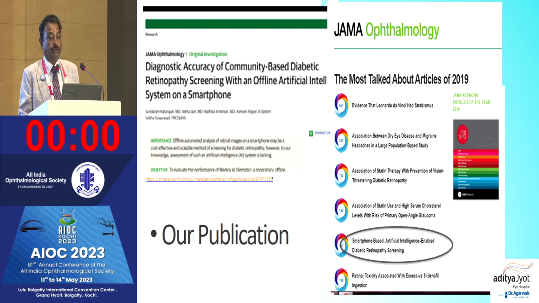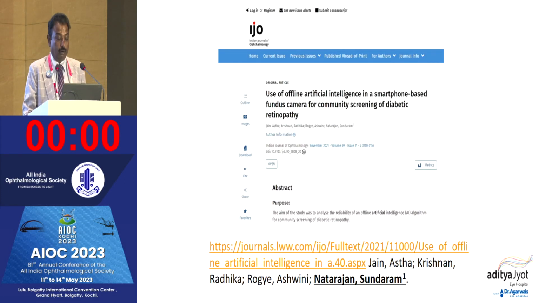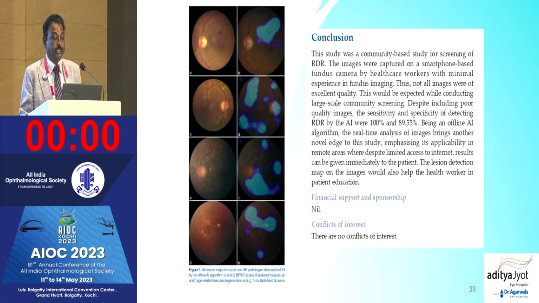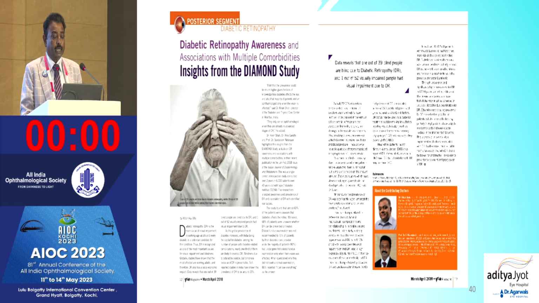the diagnostic accuracy of community-based diabetic retinopathy screening with an offline AI on a smartphone, and that was one of the most talked about articles in 2019, ranking number 5 in a month. We further did more patients and published in the Indian Journal of Ophthalmology, and the conclusion is that despite including poor quality images, the sensitivity and specificity of detecting referable diabetic retinopathy by AI were 100% and 89.55%. We also work with diabetologists and endocrinologists, because diabetic retinopathy awareness is associated with multiple comorbidities. We made a publication on this, the DIAMOND study.